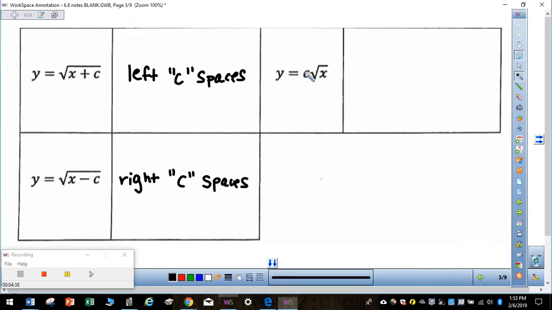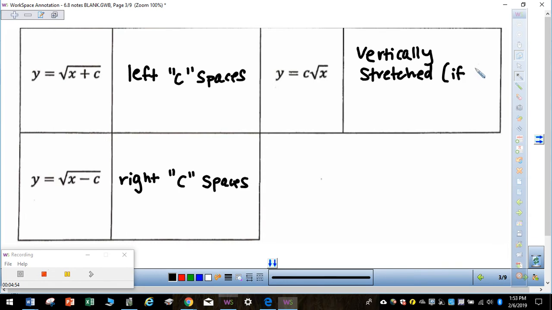Now the last one here is showing a number multiplied in front on the outside of our square root. This is going to cause our graph to be vertically stretched if that number in front, c, is something greater than 1. So if it's multiplying by a 2 in front or a 3 in front, we would say vertically stretched by a factor of 2 or vertically stretched by a factor of 3.